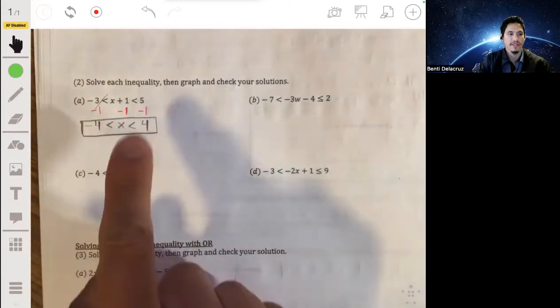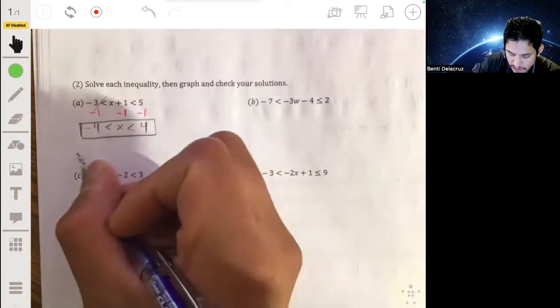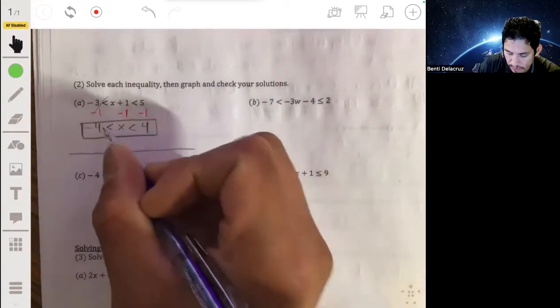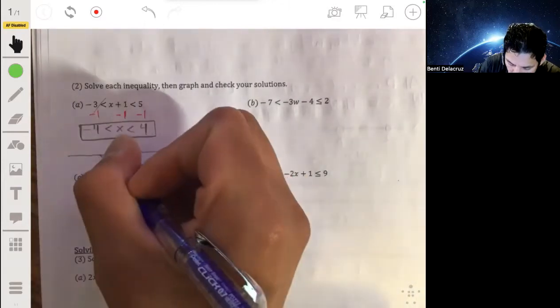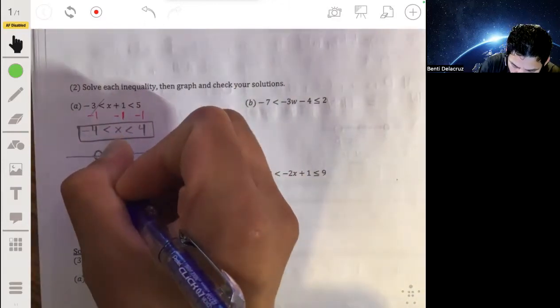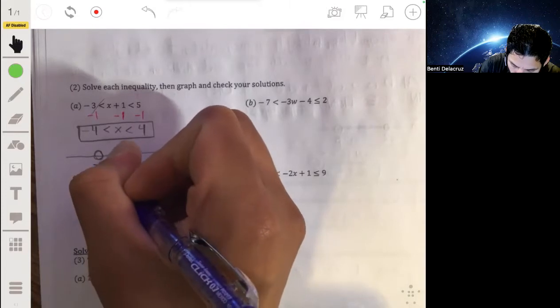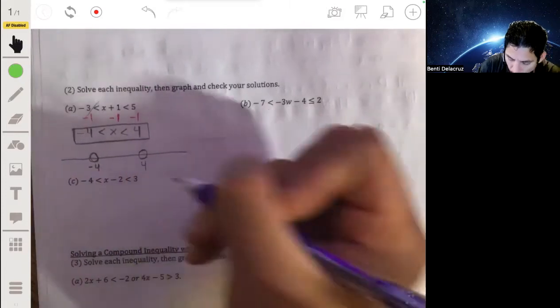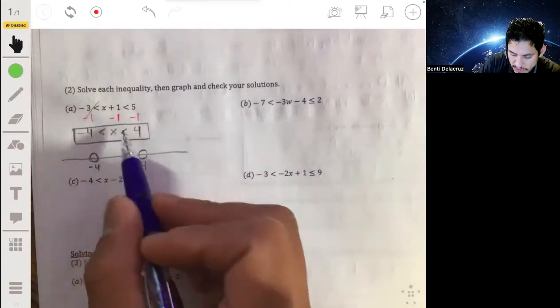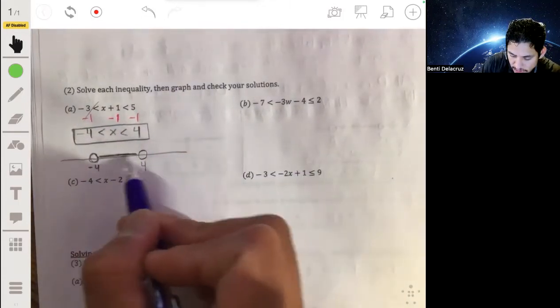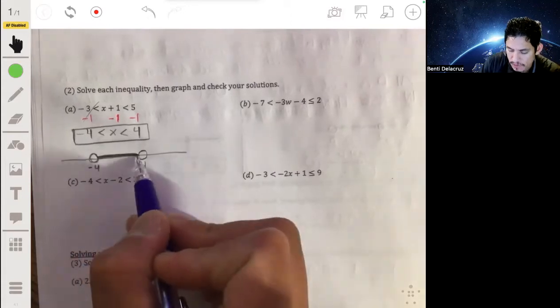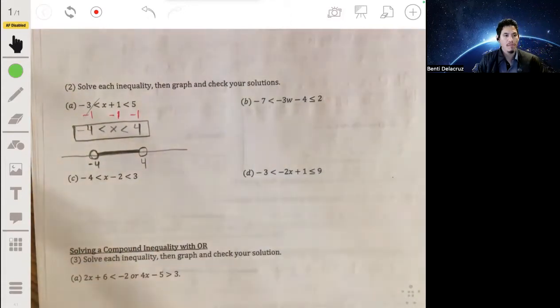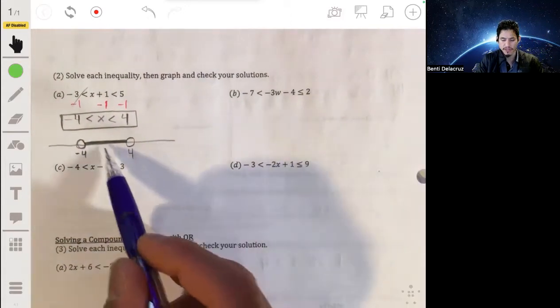And when it's like this, it's actually pretty easy to graph because you could just, in a sense, mirror this to your number line. So an open circle on -4, since it doesn't say equal to, open circle on 4, and then x is between these 2 numbers, so we just shade between these 2 numbers. So then our solution is this region here.